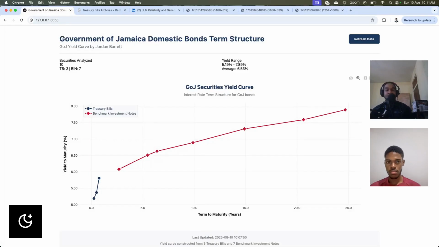He's here to talk to us today about a recent project he built out tackling government Jamaican bonds and how to construct yield curves. He's crazy. He's cracked on the front of finances in Jamaica. I love the work that he's been doing on LinkedIn thus far.